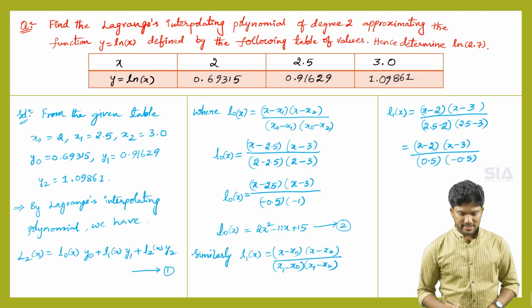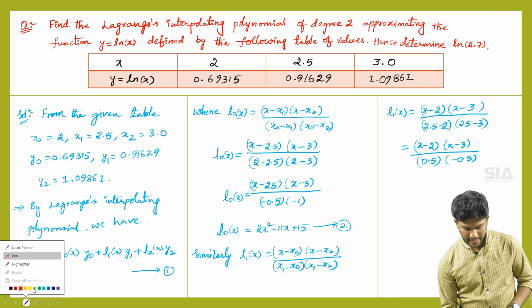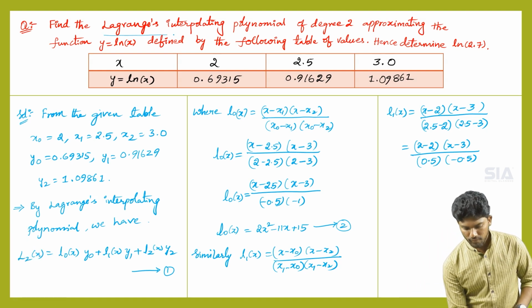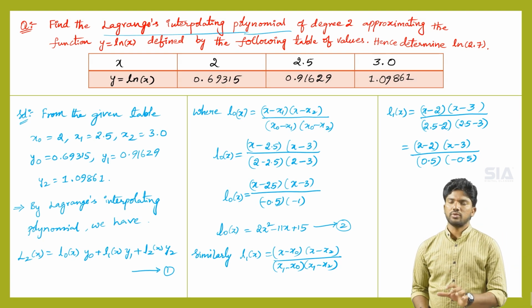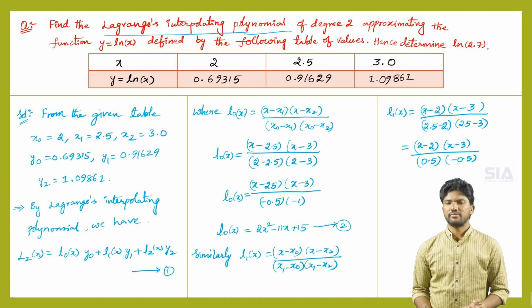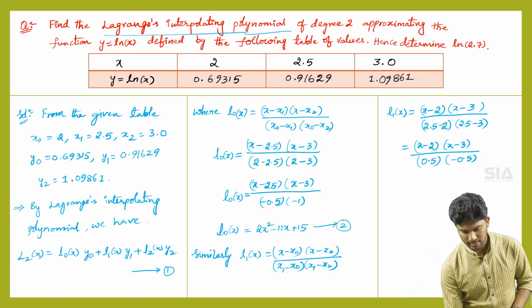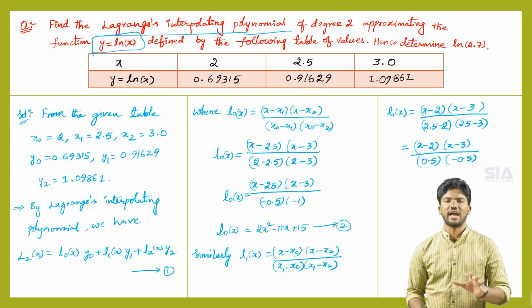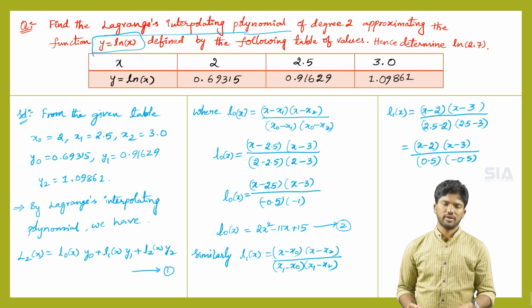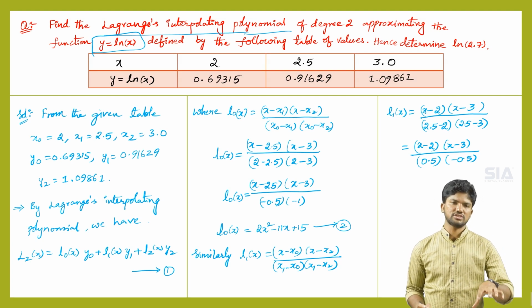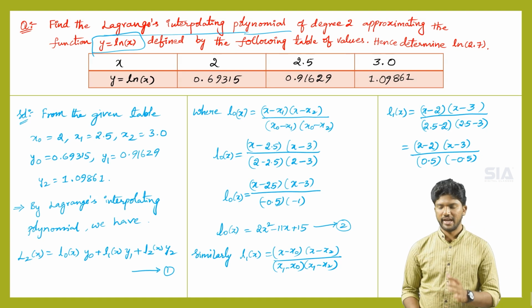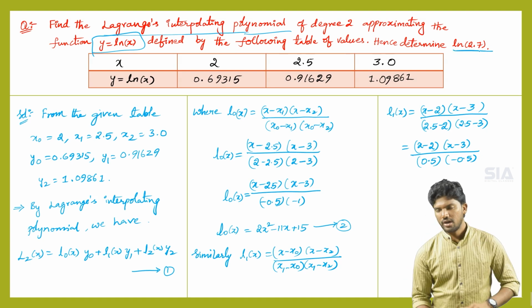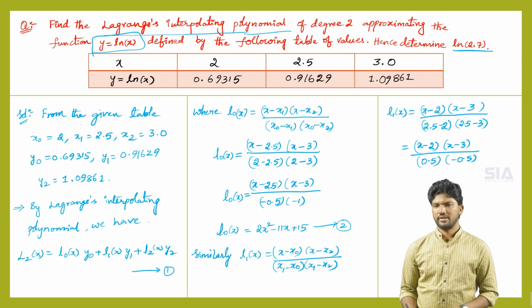Now we are going to discuss another problem based on the Lagrange's interpolation only. Find the Lagrange's interpolation polynomial of degree 2. Degree 2 means we find out a quadratic equation, approximating the function. The function given here is y is equal to natural logarithm, y is equal to ln of x, defined by the following table values. Hence determine ln of 2.7, the natural logarithm of 2.7 value, we have to derive.